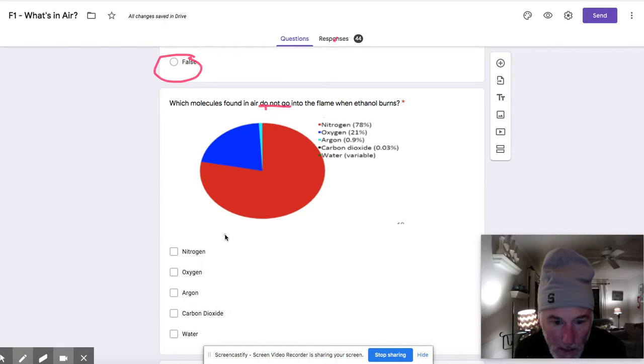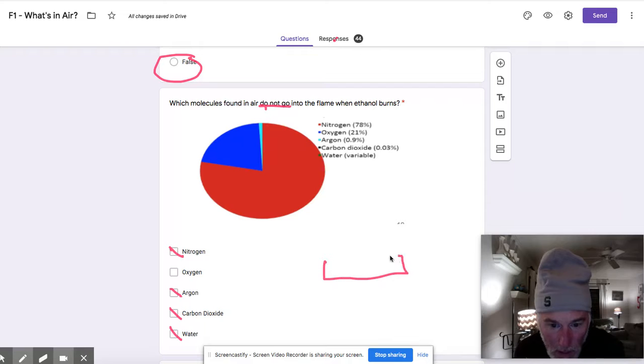And when we look at this, we know that there's only one thing that really goes into the flame. Whenever we burn something, those of you that have had chemistry know you need oxygen. So these other molecules that are in the air do not go into the flame. So if you checked off nitrogen and argon and CO2 and water, you are correct. These things do not go into the flame in the Petri dish.